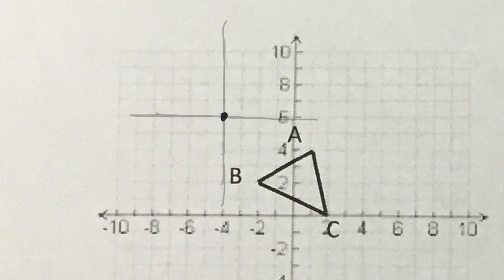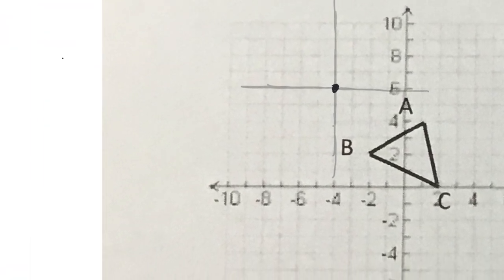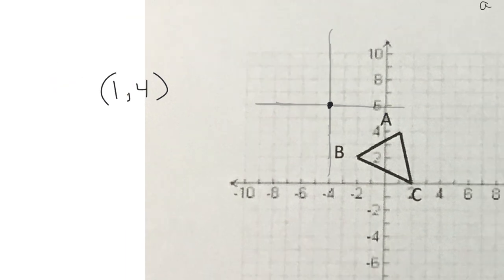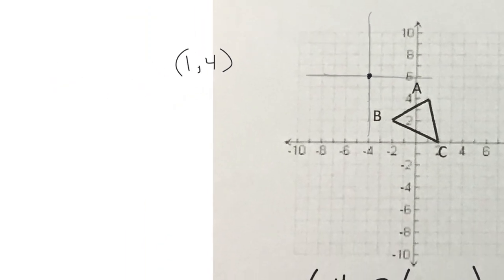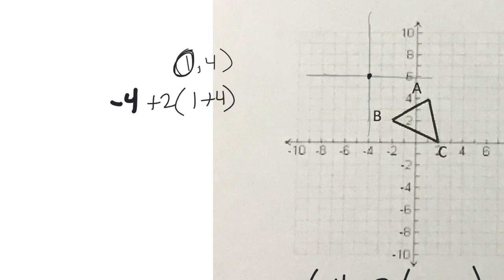So here let's do A. A is at the point 1, 4. That's your A value. So to figure out what our new coordinate is, we do -4 plus 2 times 1 plus 4. This is your x. So 1 plus 4 is 5. 5 times 2 is 10. -4 plus 10 is 6. So there's your x coordinate.